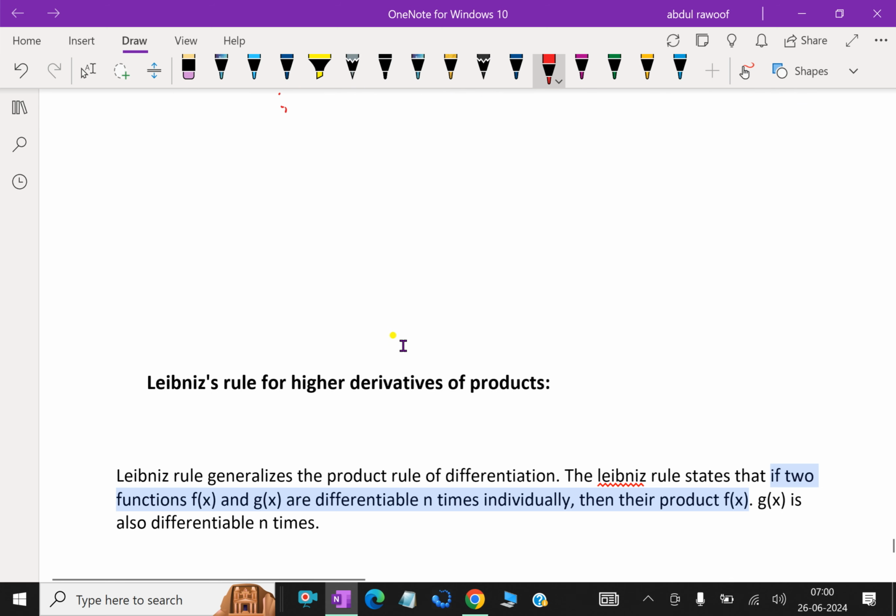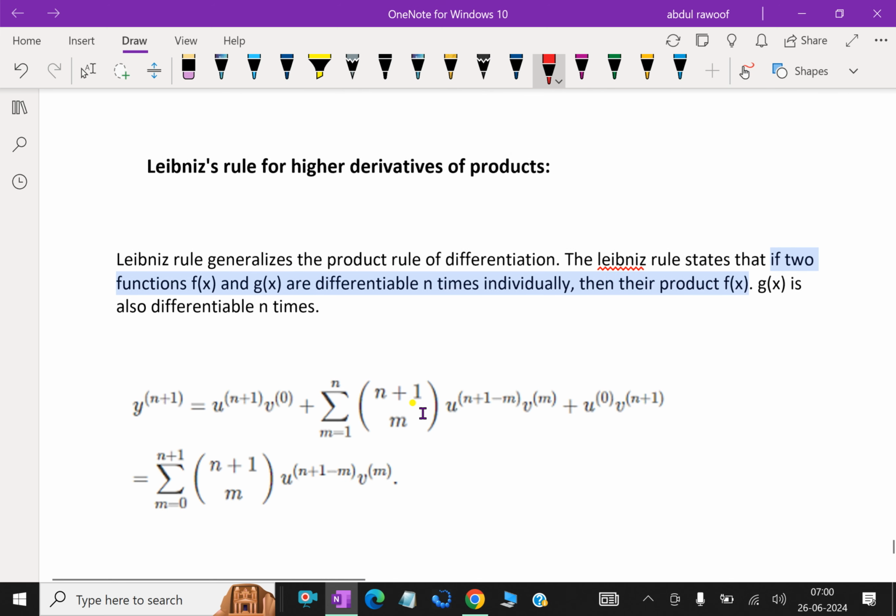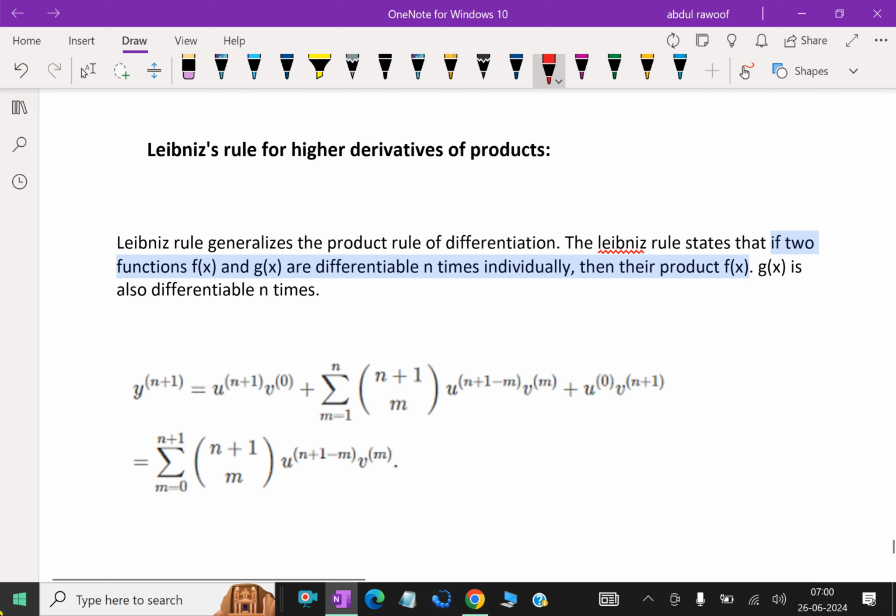Now next, the Leibniz rule for higher derivatives of products. The Leibniz rule generalizes the product rule of differentiation. The Leibniz rule states that if two functions f of x and g of x are differentiable n times individually, then their product f of x into g of x is also differentiable n times.